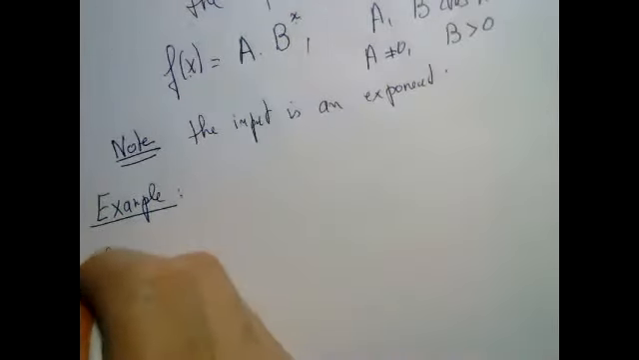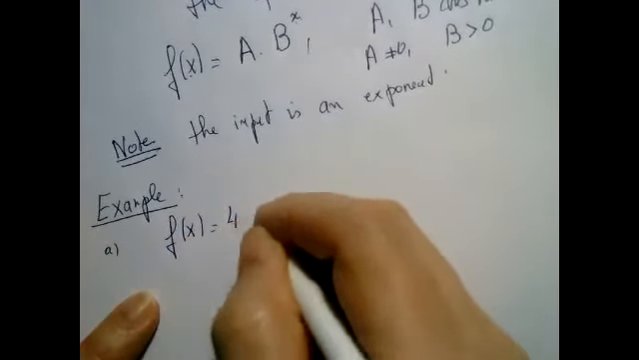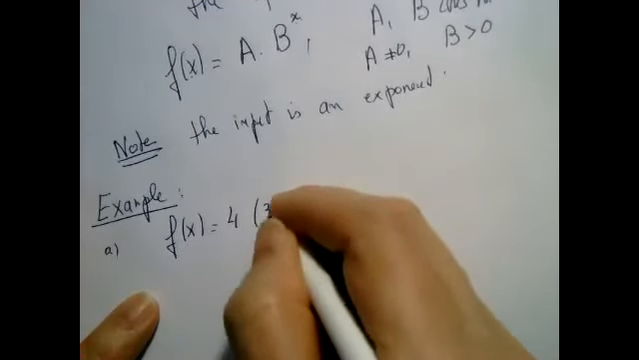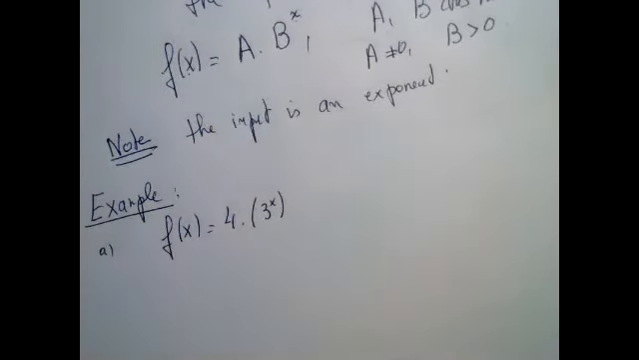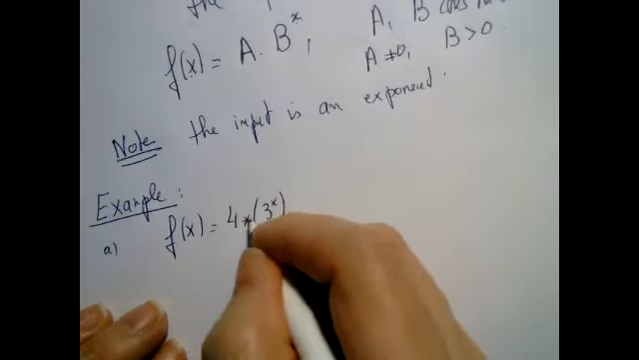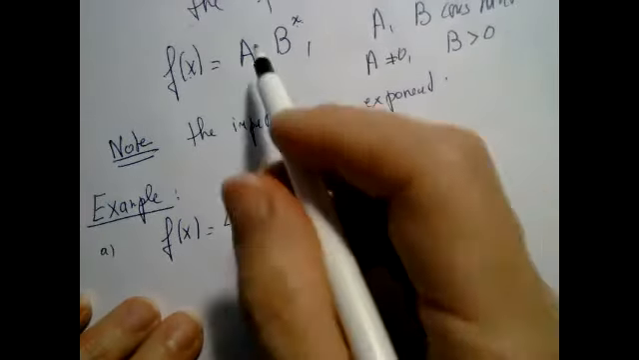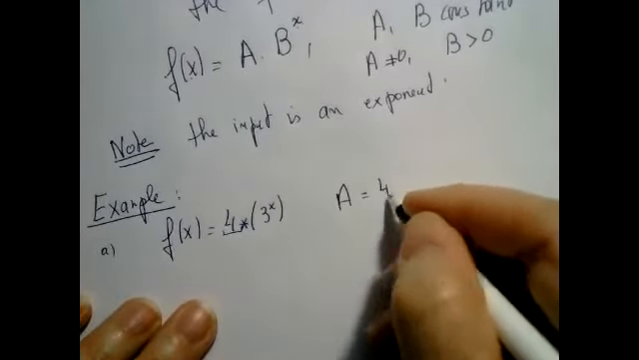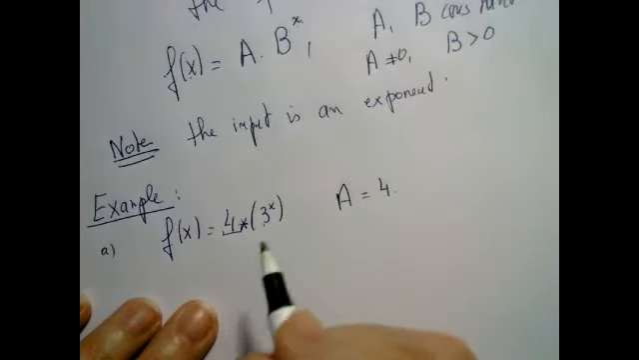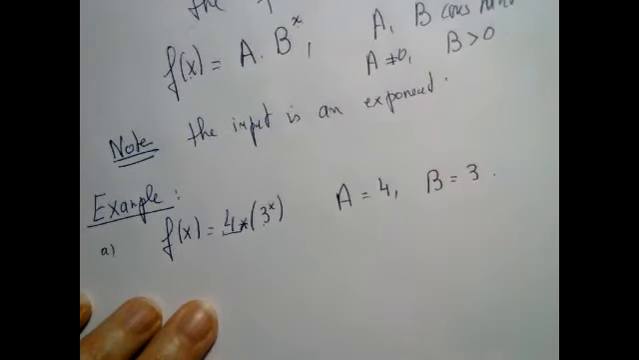So example, f of x equal 4 times 3 to the x. The book puts a dot to tell you it's a multiplication, so I'm going to use times to tell you multiplication. You understand the notation. So that's a typical exponential function. A in this scenario is this constant term. That's my A. And B, sometimes called the base, is the 3. So that's the shape of it.